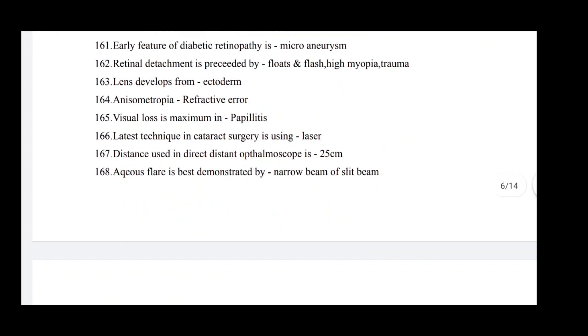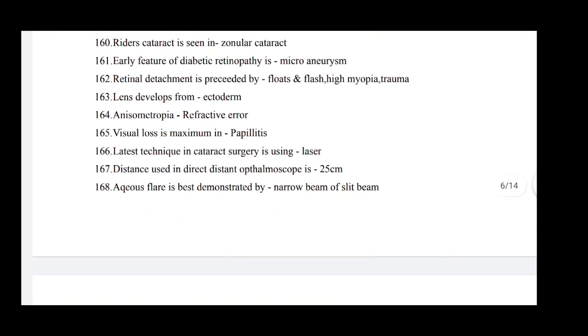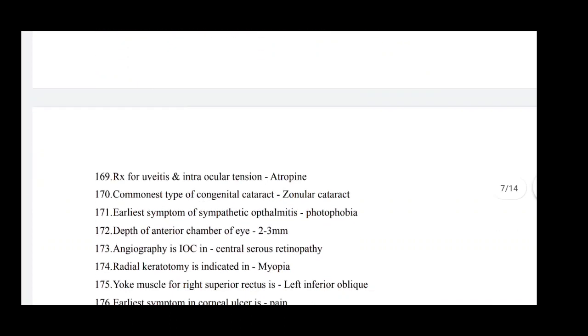The lens develops from ectoderm. Anisometropia is a refractive error. The visual field defect is maximum in papillitis. The latest technique in cataract surgery is using laser. The distance used in direct ophthalmoscopy is 25 cm. Aqueous flare is best demonstrated by a narrow slit beam.